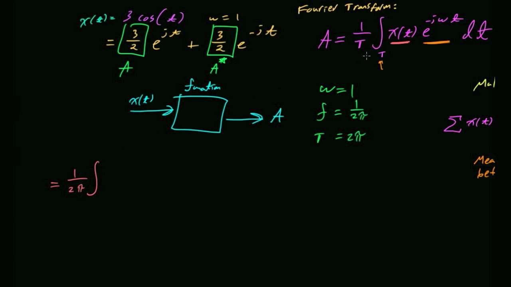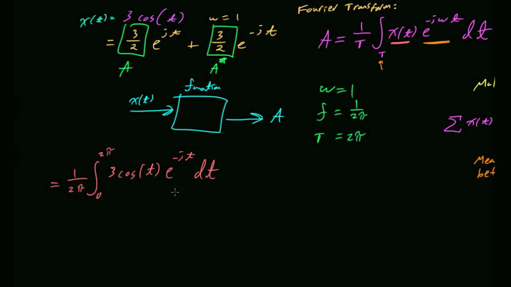So what do you want to do? 0 to 2 pi. Okay, you picked the hard one. That's fine. 0 to 2 pi. My x of t signal is 3 cosine t, e to the negative j, and now I'm going to substitute in my value of omega, 1, t dt. So we need to solve that integral. How do you want to do it?